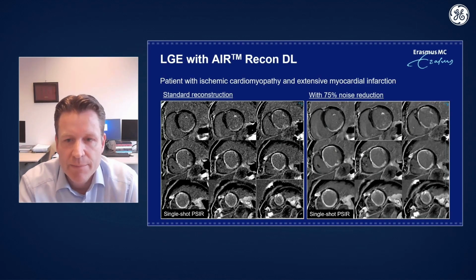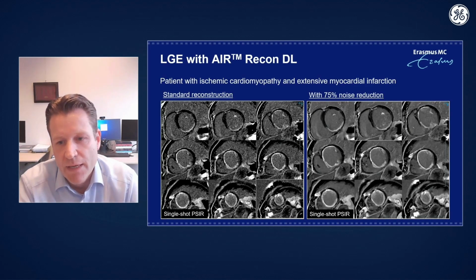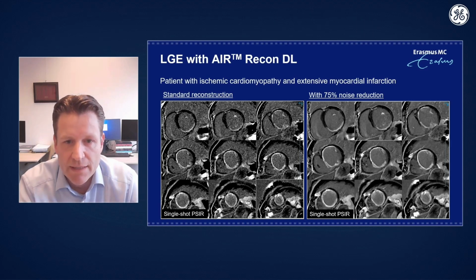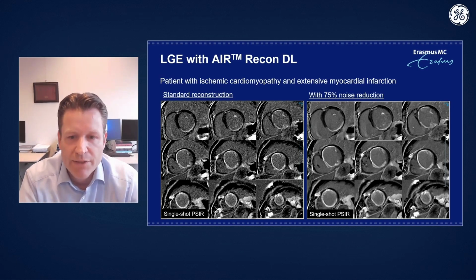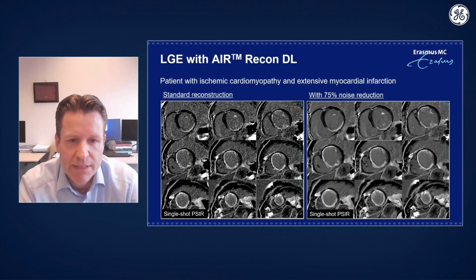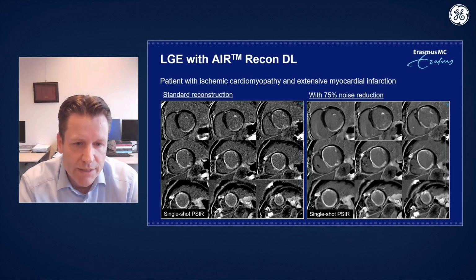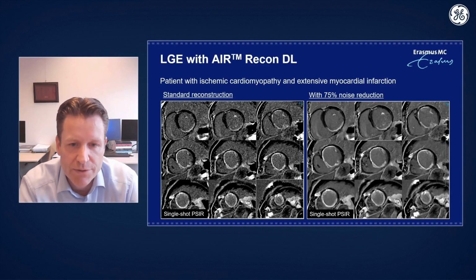So I would like to end with some examples of how we can use this DL reconstruction algorithm. This is the same patient which I showed before. On the left, it's a patient with an ischemic cardiomyopathy and an extensive myocardial infarction. And this is a single shot SEER image from the basal to the apex, where you can clearly see the myocardial infarction. We note on the blood, so you have a good delineation between the blood and the myocardial infarction.